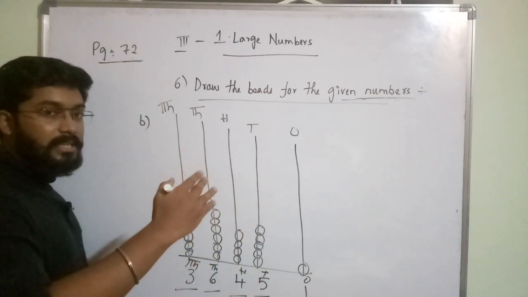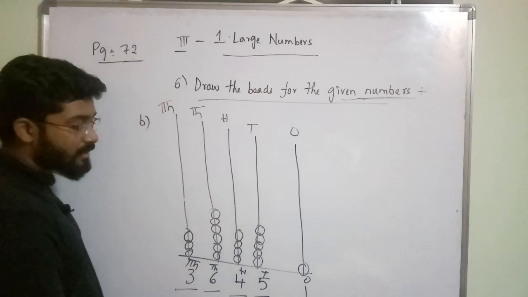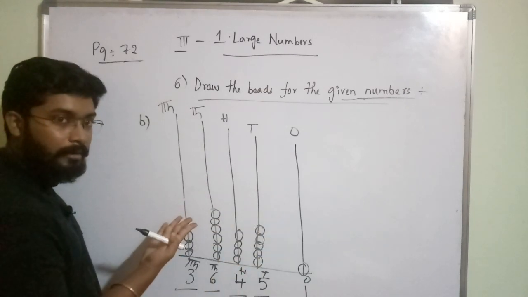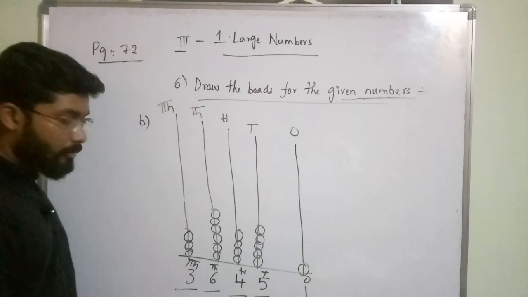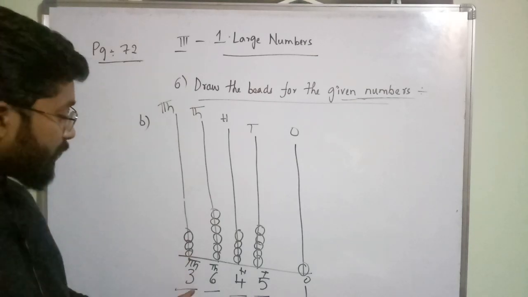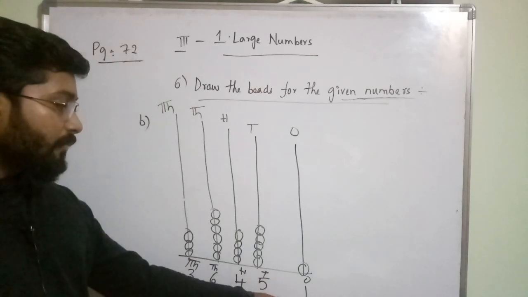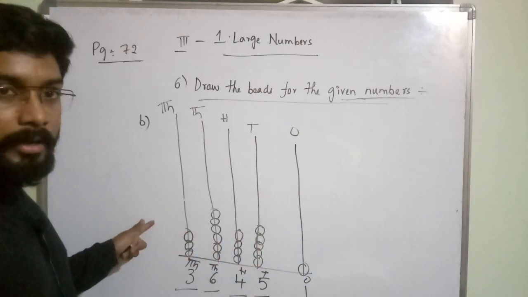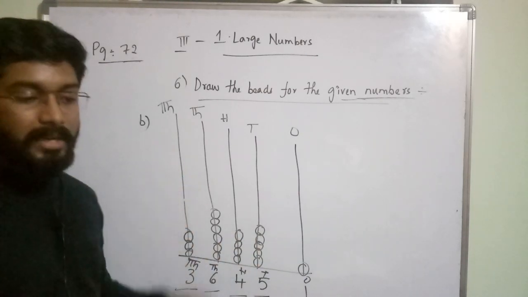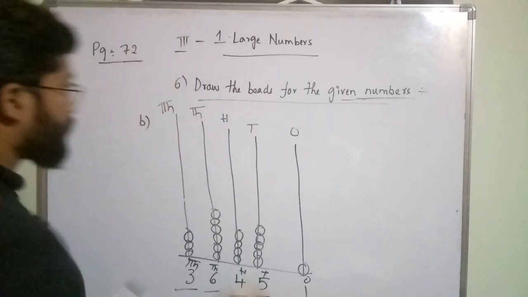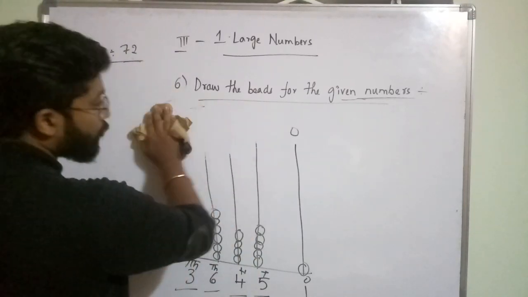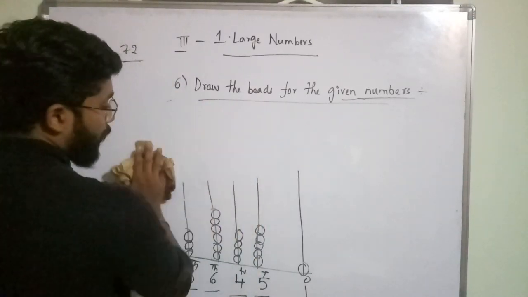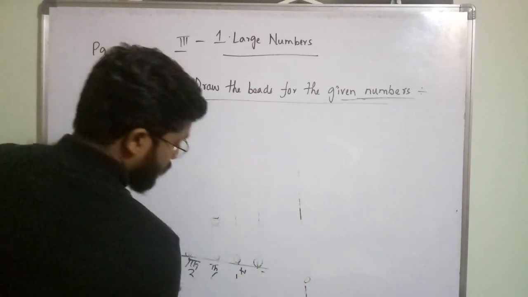Like that you have to check how many digits are there. The number of digits equals the number of rods. Here 5 digits are there, so you have to draw 5 rods, up to 10,000. So we have represented 36,451 in abacus form. Like that you have to draw beads. Understood now how to do it? See the number and draw the beads. Next one we shall see.